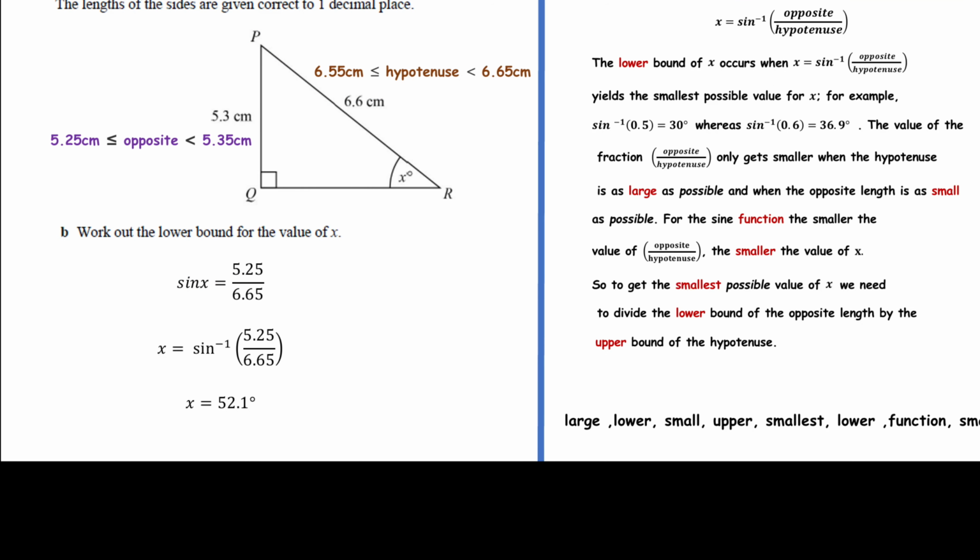Okay, so to find the lower bound for x, we would need to ensure that that fraction opposite over hypotenuse gives us the smallest possible value. So we would need the upper bound of the hypotenuse and the lower bound of the opposite side. The upper bound of the hypotenuse is 6.65 and the lower bound of the opposite is 5.25. So we can work that out to get x is equal to 52.1 degrees to 1 decimal place.